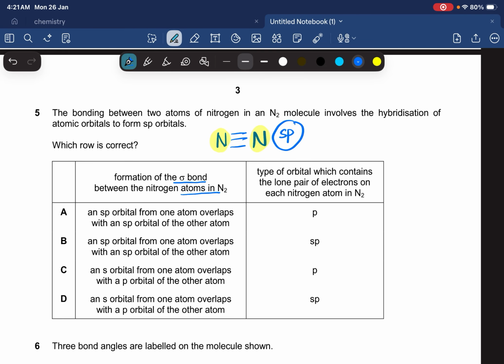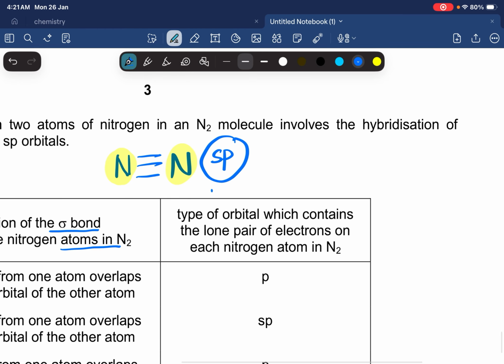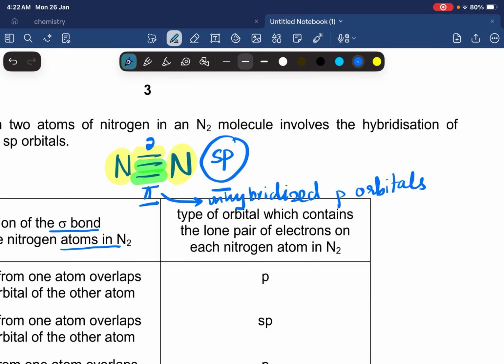When you're sp hybridized, that means only two atomic orbitals are hybridized. The remaining two orbitals are unhybridized. This yellow orbital is hybridized because it has to form a sigma bond, but the pi bonds are formed between unhybridized orbitals. So these two green bonds are going to be pi bonds, formed between unhybridized p orbitals.